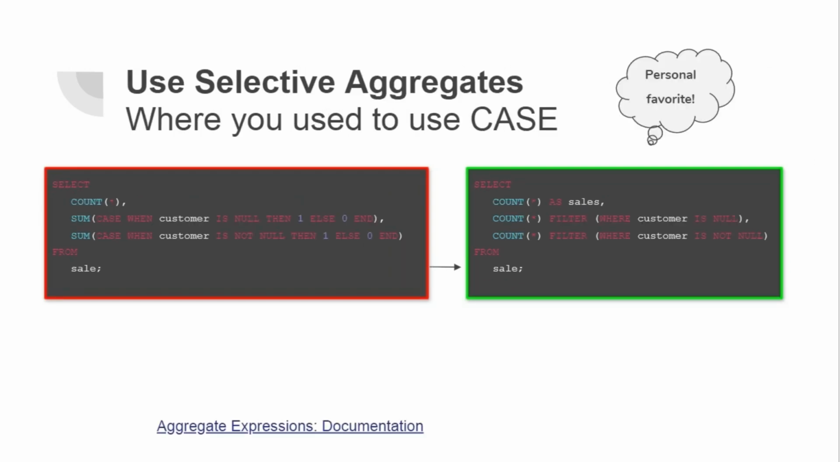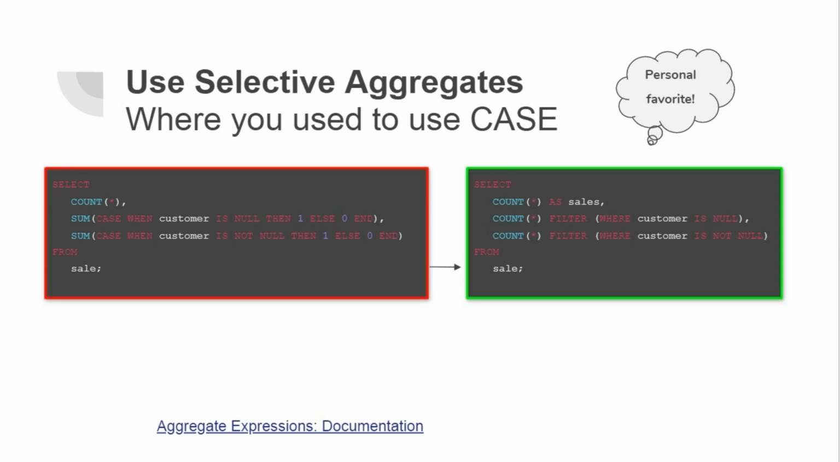So next, this is my personal favorite. I used to work a lot with Oracle, and Oracle does not have this. And when I switched to PostgreSQL, this and the next one I'm going to show you completely blew my mind. I don't know how I managed without it. It's called selective aggregates. It means that you can apply a filter on an aggregate without actually applying a predicate.